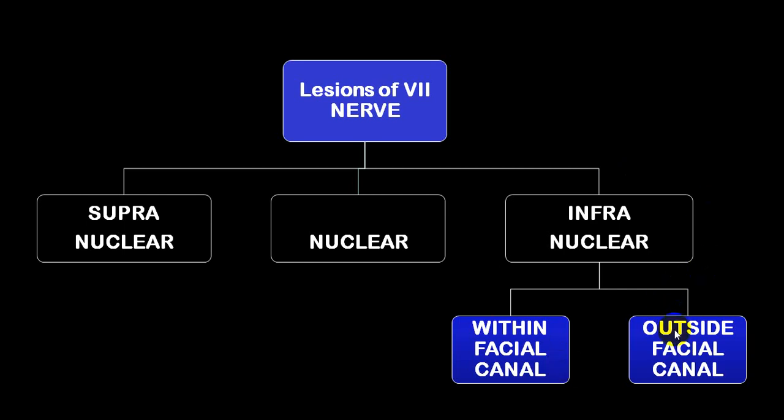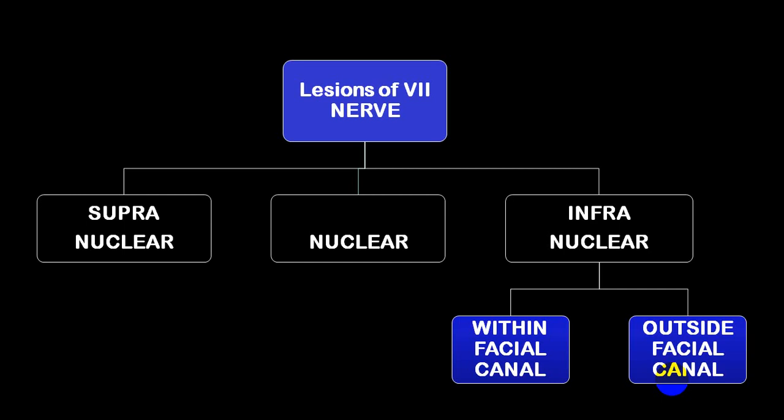And the nerve which is outside the facial canal will be giving one branch, that is the posterior auricular branch to the occipitalis muscle, as well as partly innervating the skin part of it. Then it will be supplying the posterior belly of digastric and stylohyoid muscle, which take part in deglutition.